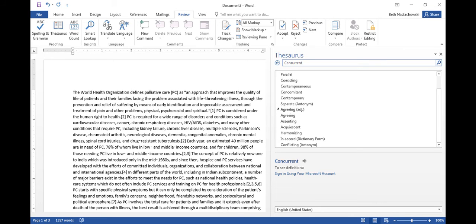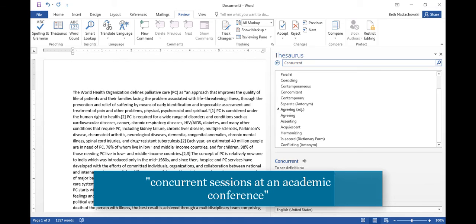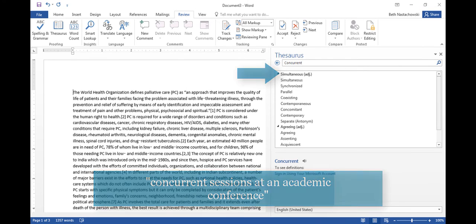For example, if I am referring to concurrent sessions at an academic conference, concurrent means happening at the same time, and therefore has a meaning closer to simultaneous. I would want to avoid all words in this list that don't mean happening at the same time, which means that most of these synonyms would not actually work in my sentence.